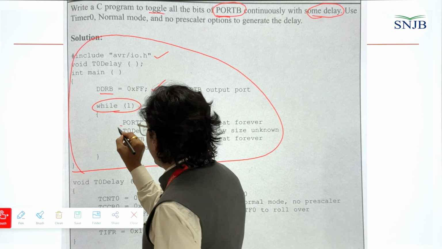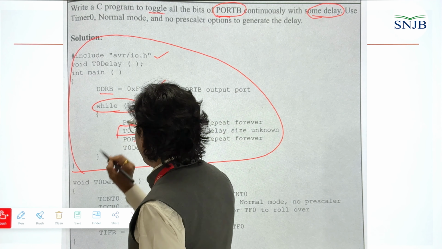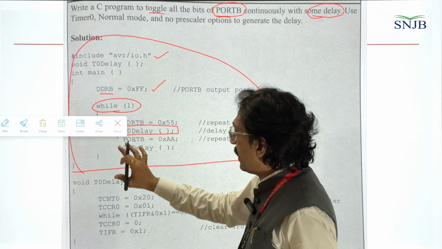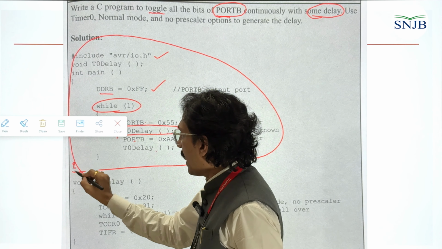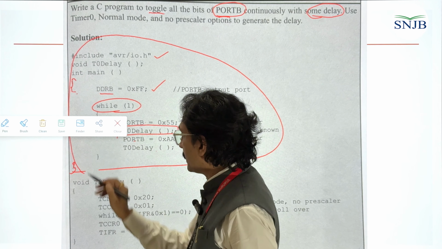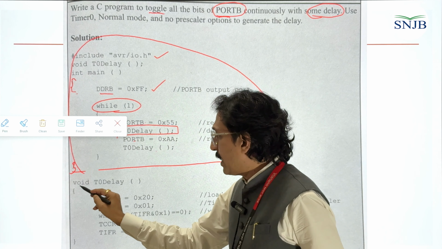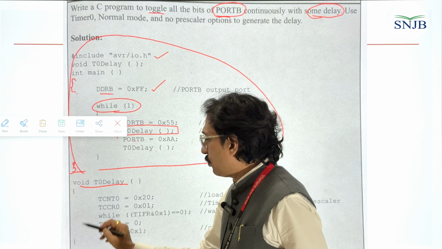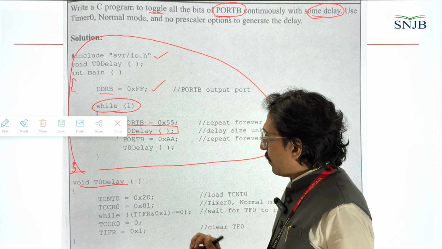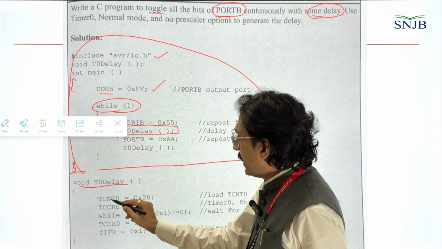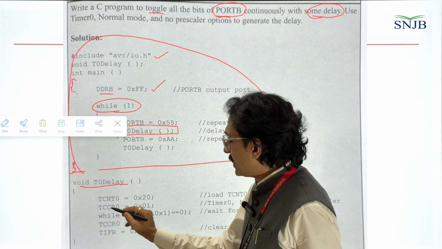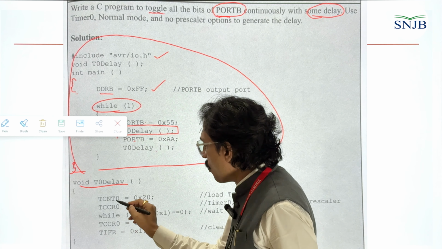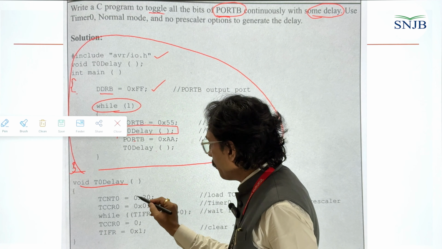Now here it is mentioned that there is a T0 delay function. As far as the T0 delay function is concerned, it is written outside our main function. Here it is void T0 delay, because it is not returning anything. Now inside the brackets, whatever registers we have seen in the previous slide, TCNT, TCCR, here in TCNT we put the value 20.